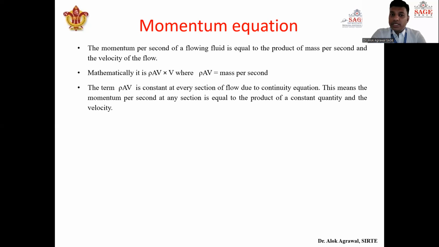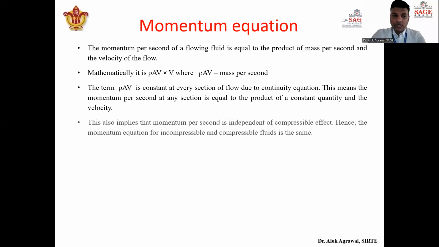This means that the momentum per second at any section is equal to the product of a constant quantity and the velocity, because rho into A into V is constant. So rho into A into V multiplied by V, what we are doing actually is multiplying one constant term with velocity. Okay. So this implies that momentum per second is independent of compressible effect, because it is dependent on the velocity only, as one constant quantity is multiplied by velocity. So momentum equation is independent of the density of the fluid. Hence momentum equation for incompressible and compressible flow is the same.